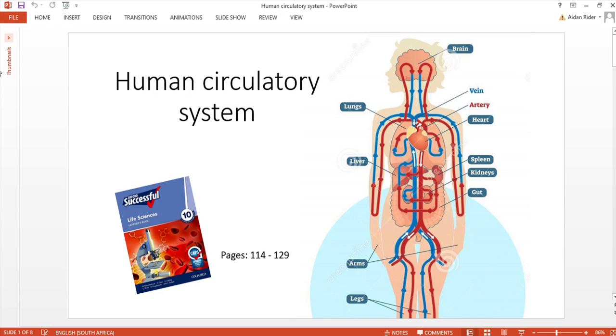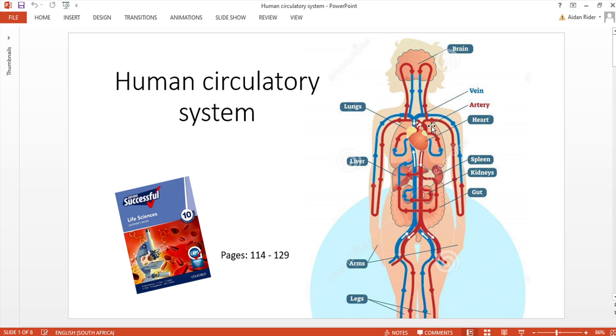Morning. So today's lesson is about the human circulatory system, which looks at how our blood is transported through the entire body. It's in your textbooks from pages 114 to 129.